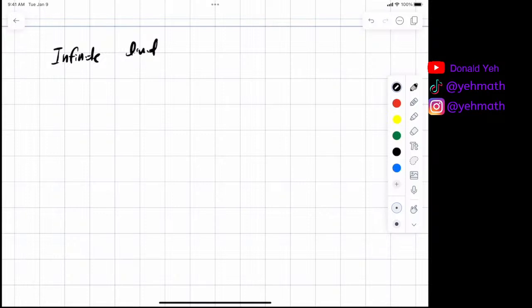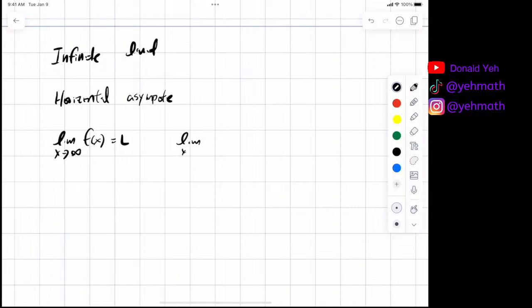In last year's pre-calc or in my calculus class, we talked about how to find horizontal asymptote and how to find vertical asymptote. So horizontal asymptote. In pre-calc, it's a different definition. In calculus, this is the final definition. The limit as x approaches infinity of f of x is equal to L. The limit as x approaches negative infinity of f of x is equal to another L, which is constant here. So that's how you find horizontal asymptote. So if you want to find horizontal asymptote, take the limit as x approaches infinity.